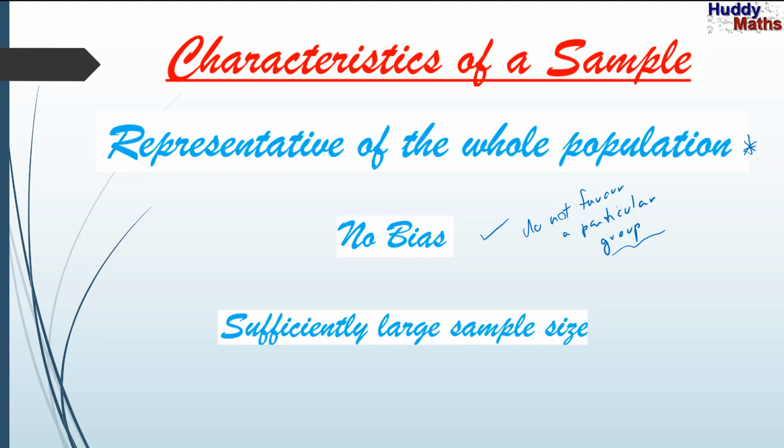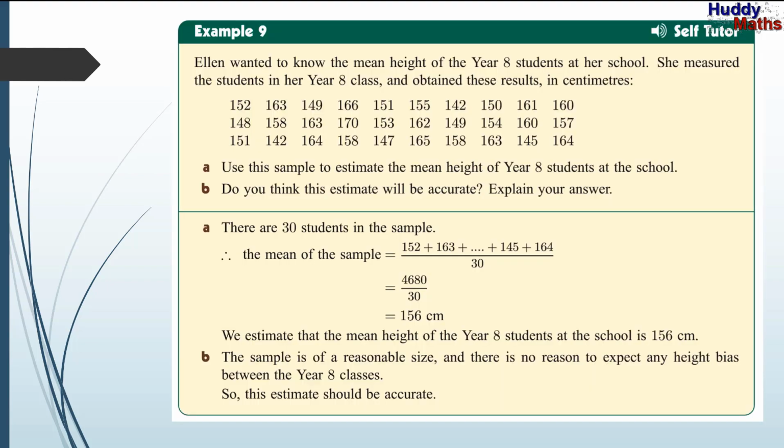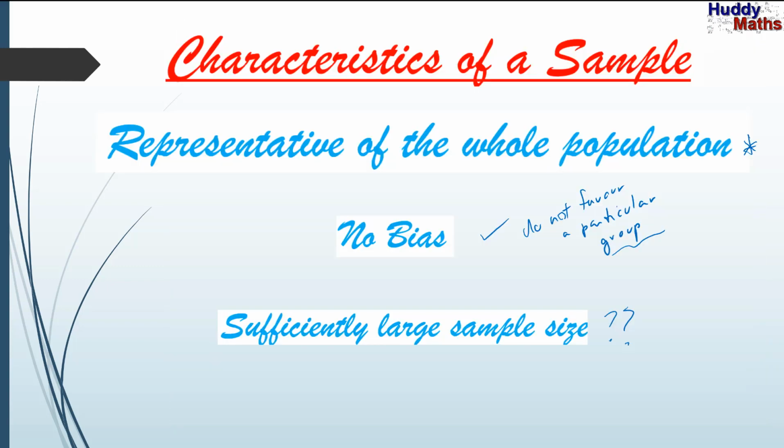And then, of course, this is a very vexing question here. How much is a reasonable sample size? So I don't know. If you've got everybody in South Australia, which is millions of people, how do you get a representative sample size? Would it be 500?